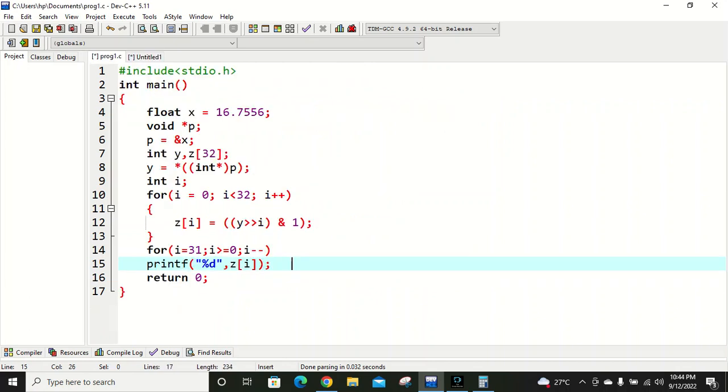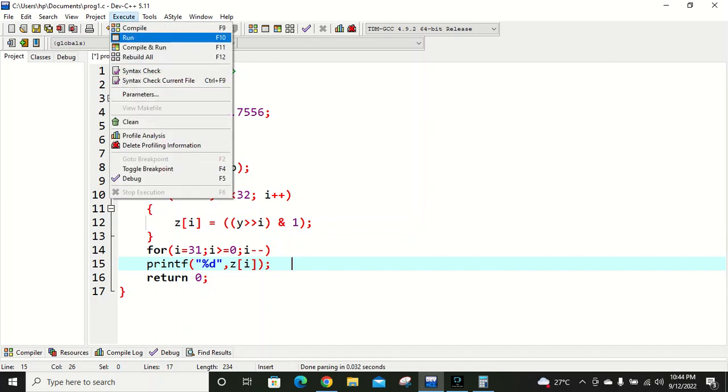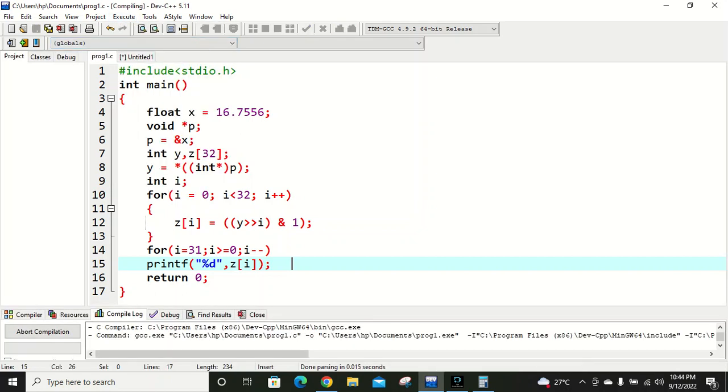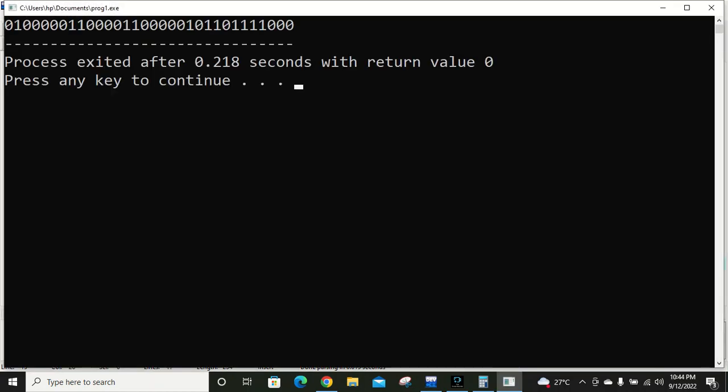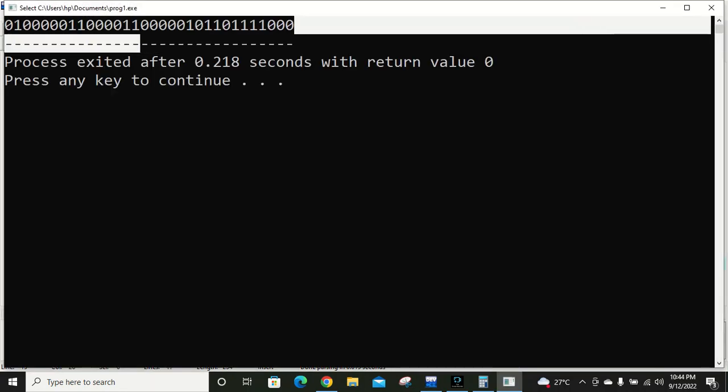So I already wrote that in the program. Float x is equal to 16.7556. I execute this. If I run this, I am going to take the answer. I am going to explain some things in this program also, but first we are going to see whether our answer is correct or not.